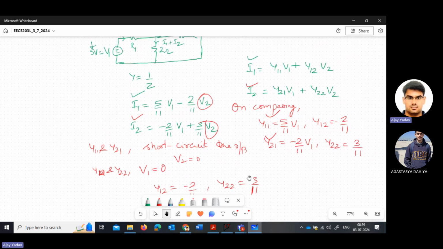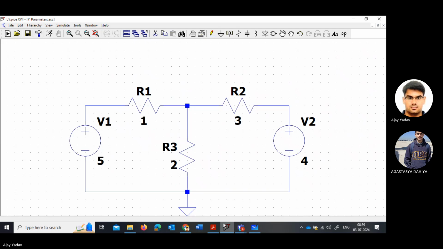Now on the LTSPICE, we'll make this circuit, right? The same circuit on the LTSPICE we can make. I think you know how to draw this circuit on the LTSPICE, so I am not going to tell in detail about this again. So what we will do now, we will analyze this circuit. We will remove this part and we will short circuit this. Okay. We will short circuit this.